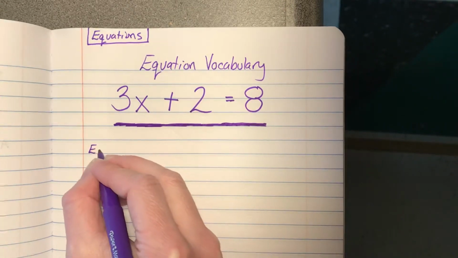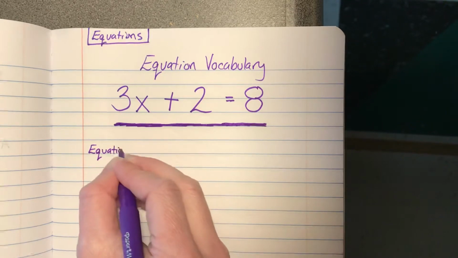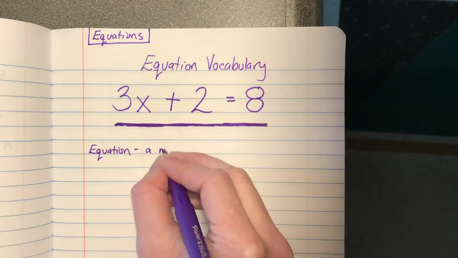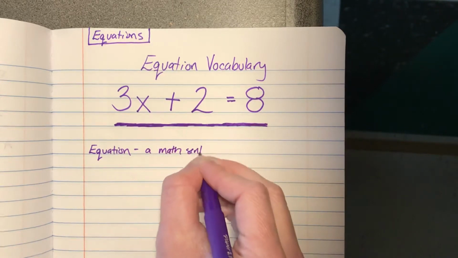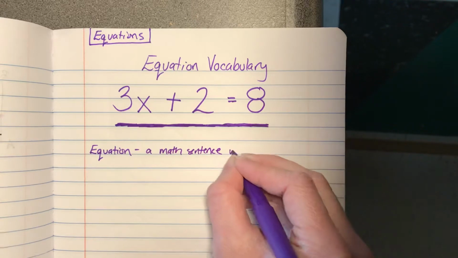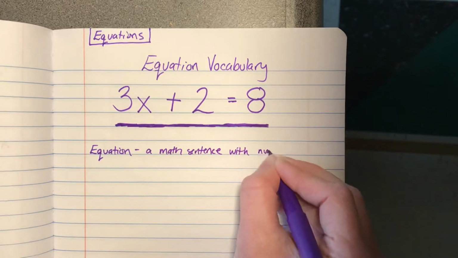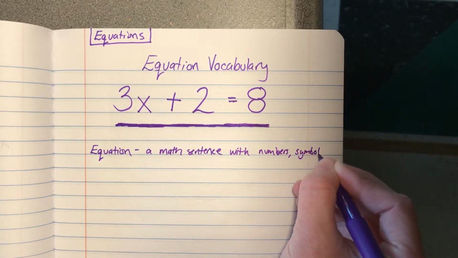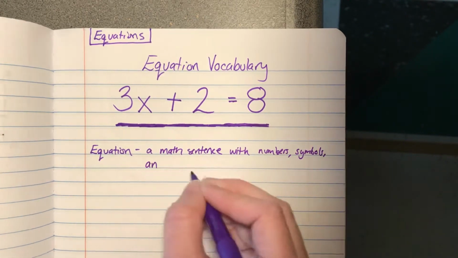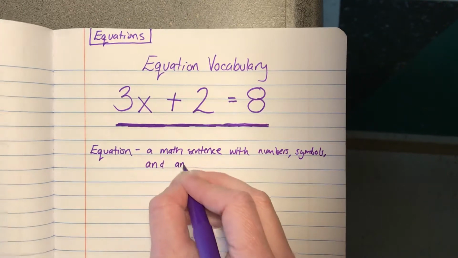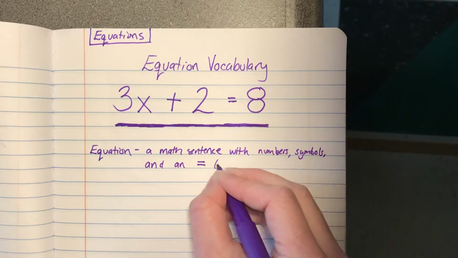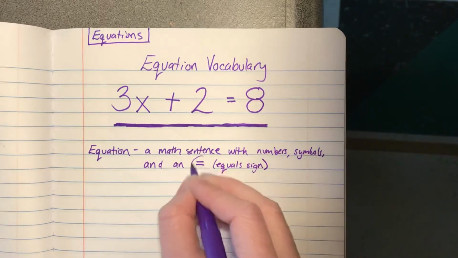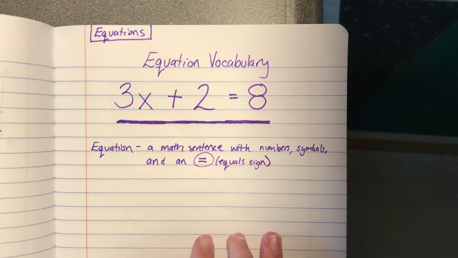So our first vocabulary word: equation. And what is an equation? Well, an equation is a math sentence with numbers, symbols, and the most important thing, an equal sign. You've got to have one of these if you're talking about an equation.